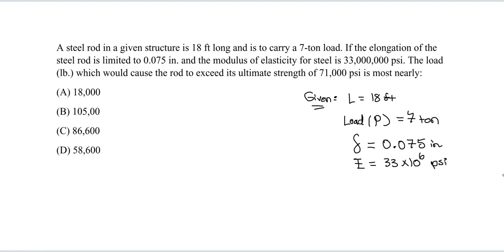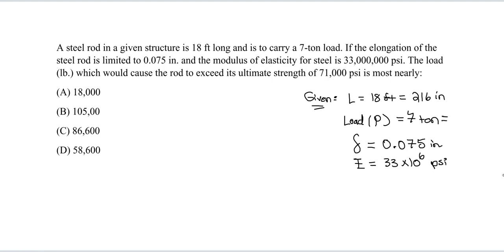I need to convert this feet to inches. So we can quickly do that. We know 1 foot is 12 inches. So you take 18 times 12. So I got 216 inches for the length. This ton has to also be converted because we know we need pounds. The modulus of elasticity is pounds per square inch.